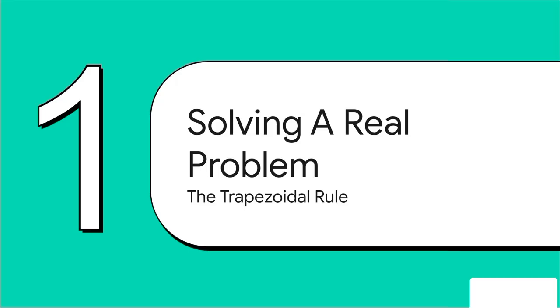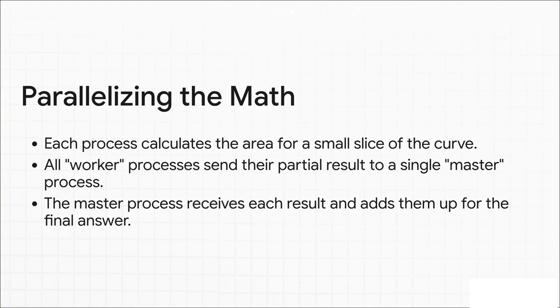Okay, so saying hello is cute, but let's be honest, it doesn't exactly require a supercomputer. So let's apply these new concepts to a real-world problem, calculating the area under a curve. We're going to use a method called the trapezoidal rule, and we're going to do it in parallel. So here's the game plan, and it's pretty straightforward. We'll take the problem, the curve, and slice it up into a bunch of little pieces. We'll give each of our worker processes its own tiny slice to analyze. Each worker calculates the area for its little piece and then sends that single number over to our manager, which is process 0.